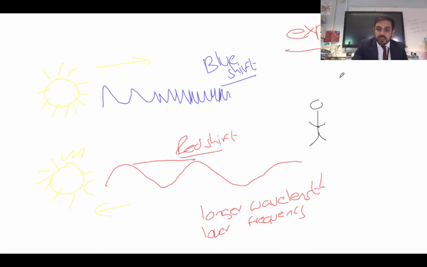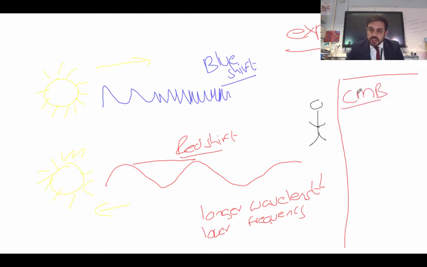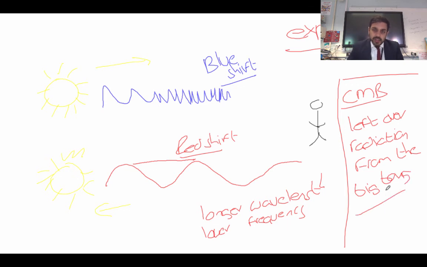What's the only piece of evidence for the Big Bang theory? All you've got to remember is something called CMB, cosmic microwave background radiation. And all it is, is the leftover radiation from the Big Bang. Leftover radiation from the Big Bang. That proves Big Bang. So redshift proves both. CMB is the piece of evidence to prove only the Big Bang theory.